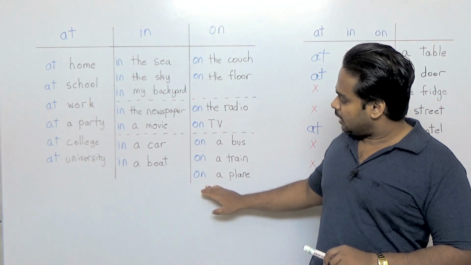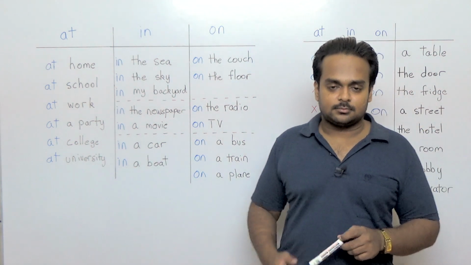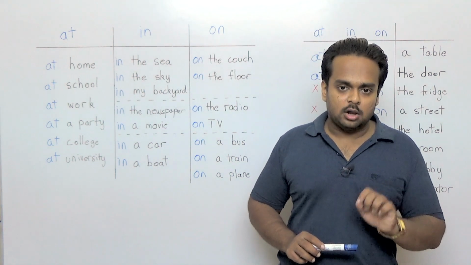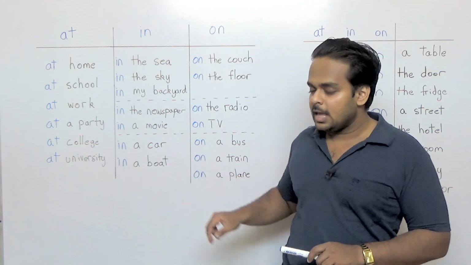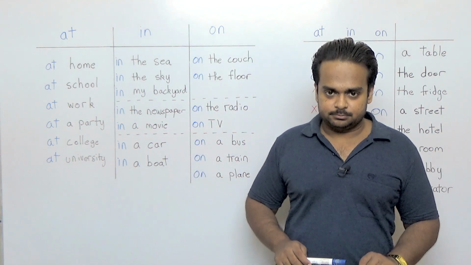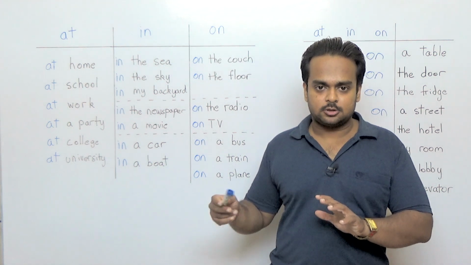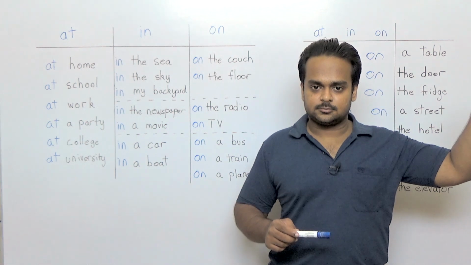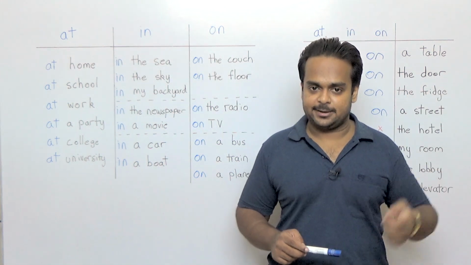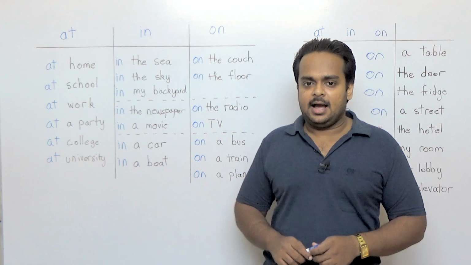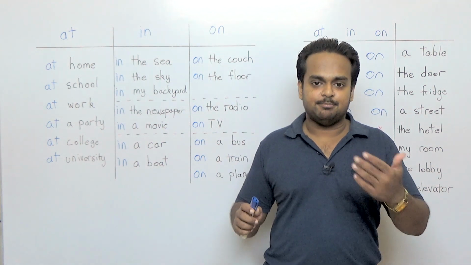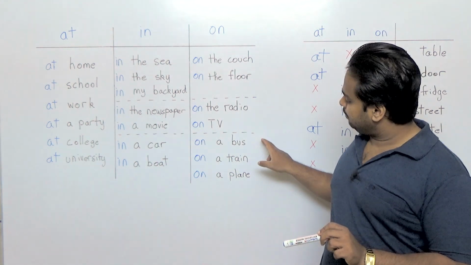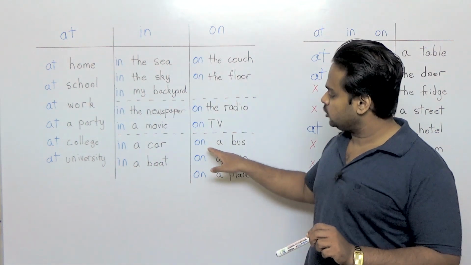Okay, finally, let's talk about vehicles. Again, there is a rule. If you're talking about small vehicles like cars or boats, then you will use in. For example, the bank robbers got into a car or in a car and escaped. Okay, so they got in a car and escaped. Or me and my family had an amazing ride in a boat. Okay? But if you're talking about bigger vehicles like buses, trains, or planes, then you will use on.